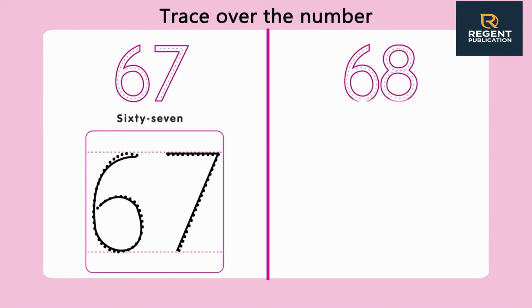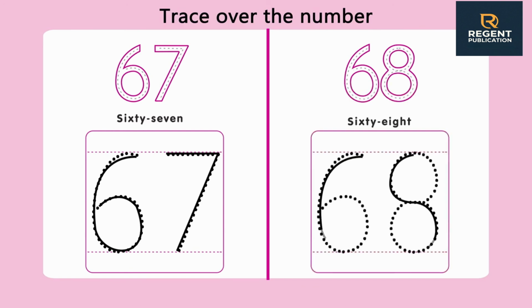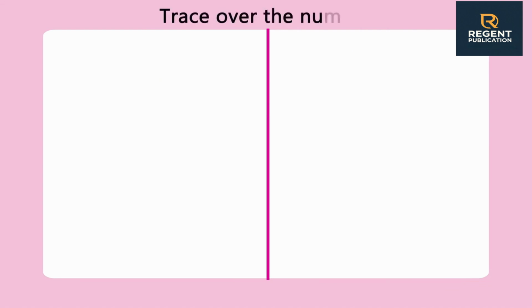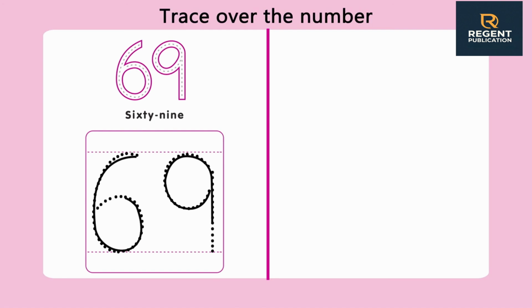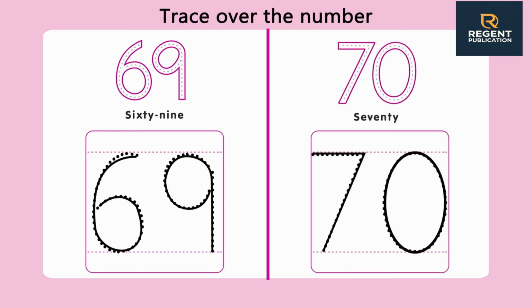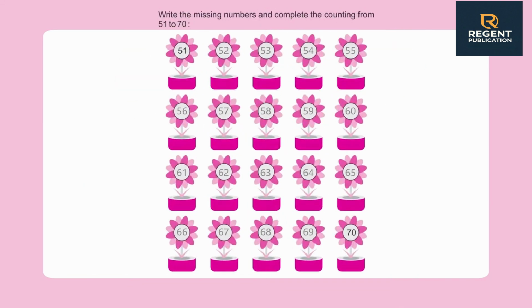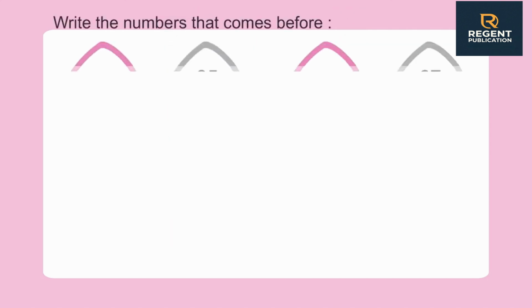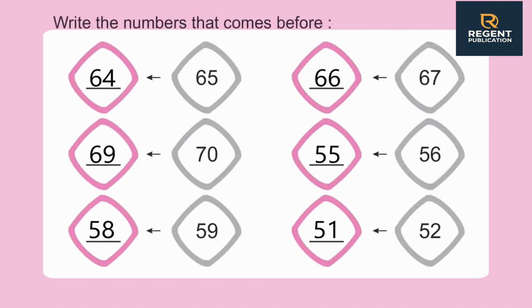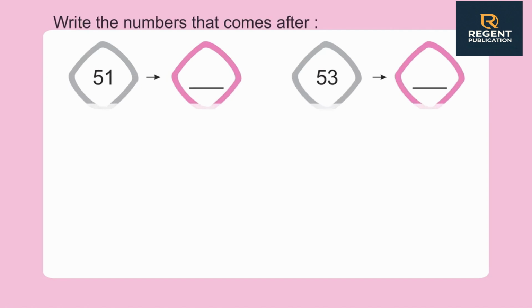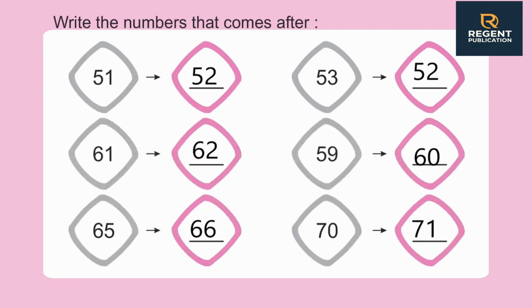Trace over the number 68. Trace over the number 69. Trace over the number 70. Write the missing numbers and complete the counting from 51 to 70. Write the numbers that comes before. Write the numbers that comes after.